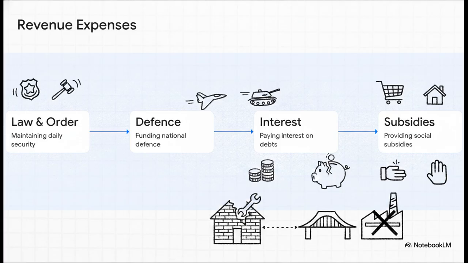We spend it on recurrent, day-to-day revenue expenditures. This means paying the salaries required to maintain law and order, funding the daily operations of national defense, providing social subsidies, and very importantly, paying interest on old debts. But remember our golden rule here. None of this spending actually creates any new physical assets, like a bridge or a shiny new factory. It simply maintains the house exactly as it currently stands.